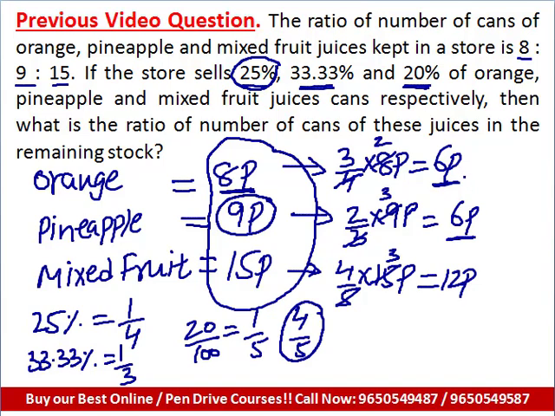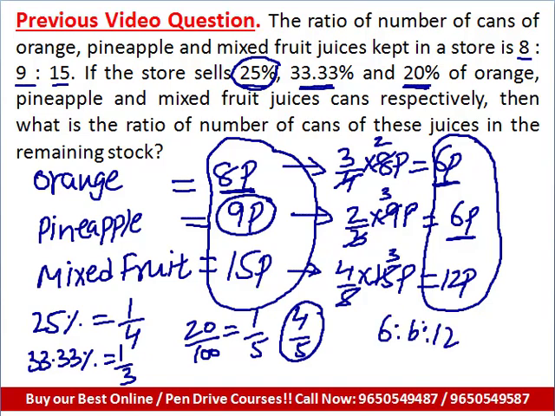Now you can very easily find out the ratio. The ratio left is 6 parts is to 6 parts is to 12 parts. That is the ratio of the remaining cans. If you simplify it further, the simplest form will be 1 is to 1 is to 2, simply because 6, 6 and 12 can all be divided by 6. That is the answer. So students, with that, we will wind up today's session.